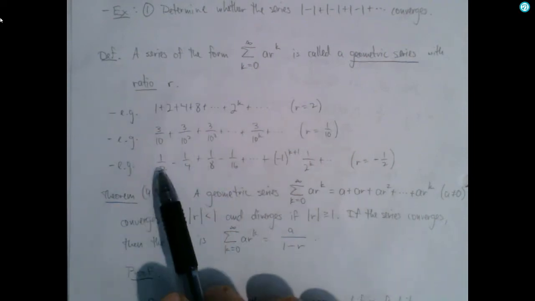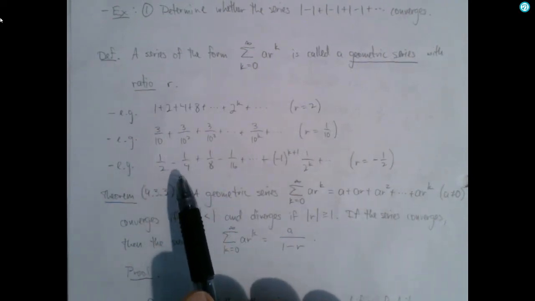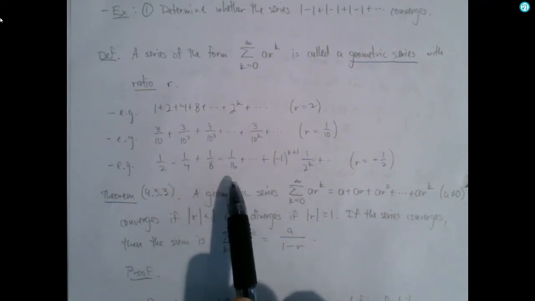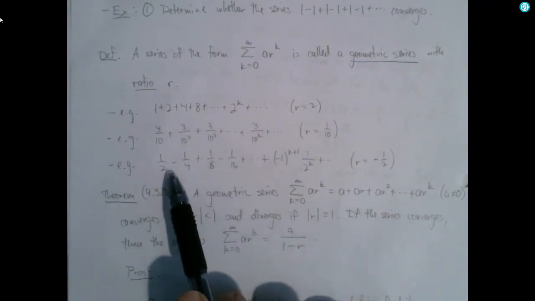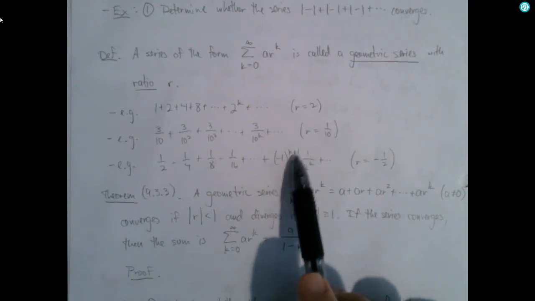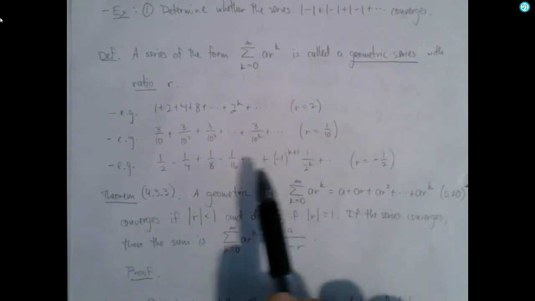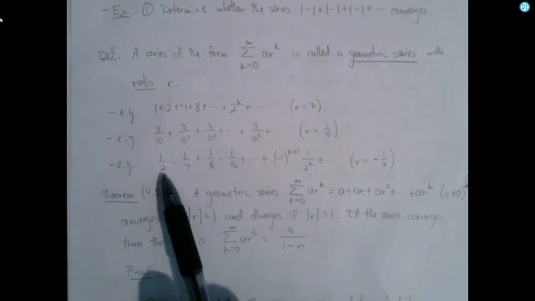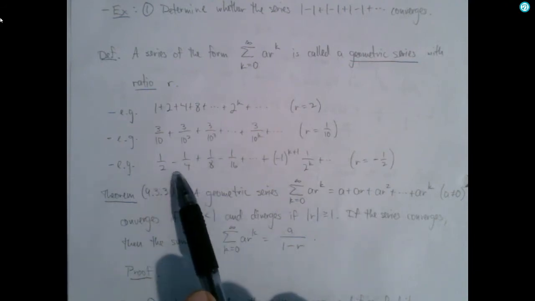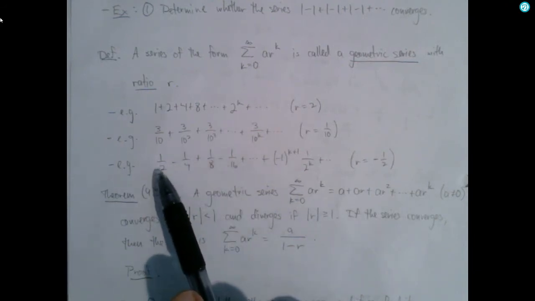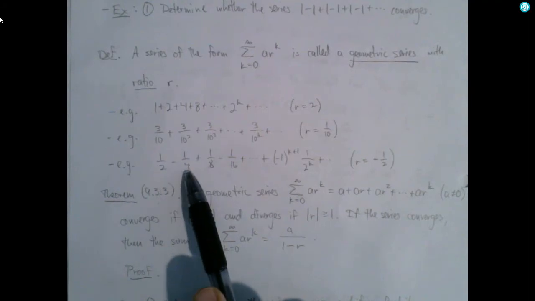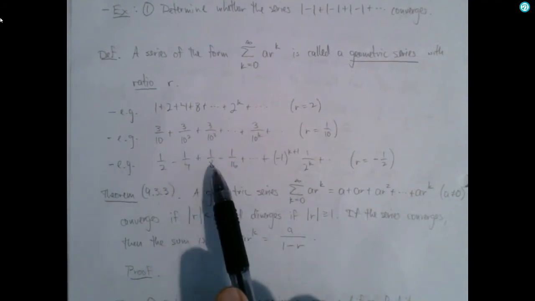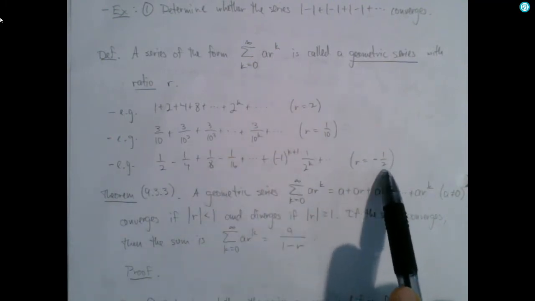Okay, and then here's another one. 1/2 minus 1/4 plus 1/8 minus 1/16. This is a geometric series. The signs alternate. We take care of that by just writing it as -1 to the k plus 1, because the first term is positive, right? But then the common ratio looks like 1/2. Well, we'll call it -1/2 since the terms alternate. So to get from here to here, you multiply by -1/2. To get from -1/4 to positive 1/8, you multiply by another -1/2. So the common ratio is -1/2.